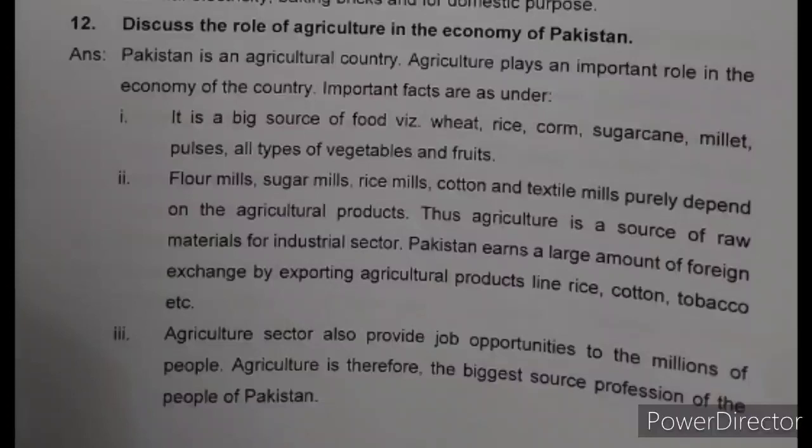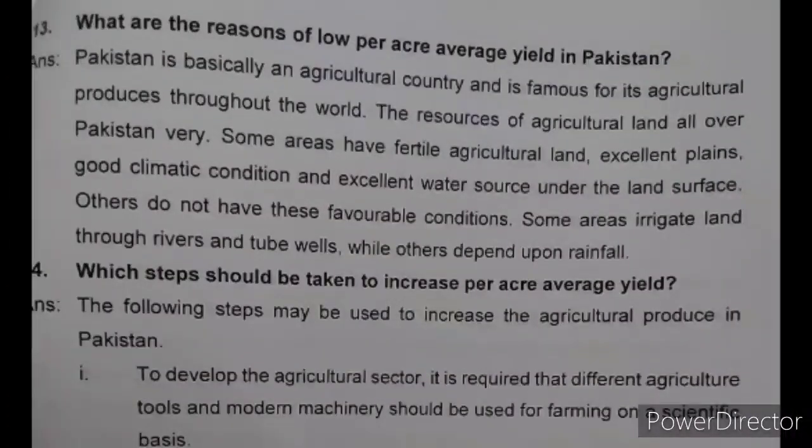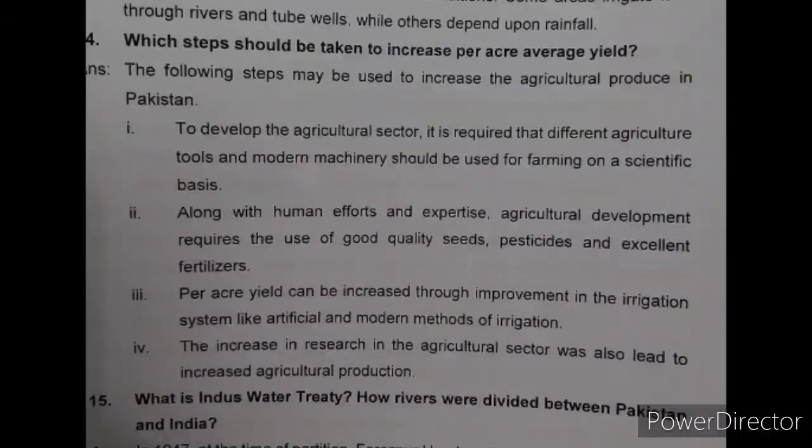The next question is, what are the reasons for low per acre average yield in Pakistan? Pakistan is basically an agricultural country and is famous for its agricultural products throughout the world, and the resources of agriculture land all over Pakistan vary. Some areas have fertile agricultural land, excellent plains, good climate conditions, excellent water sources under the land and on the surface. Others do not have these favorable conditions, and some areas irrigate land through rivers and tube wells, while others depend upon rainfall.